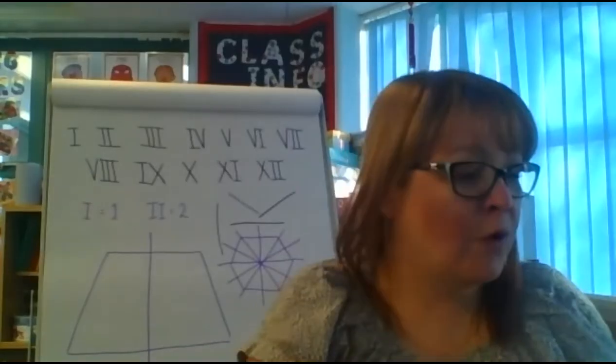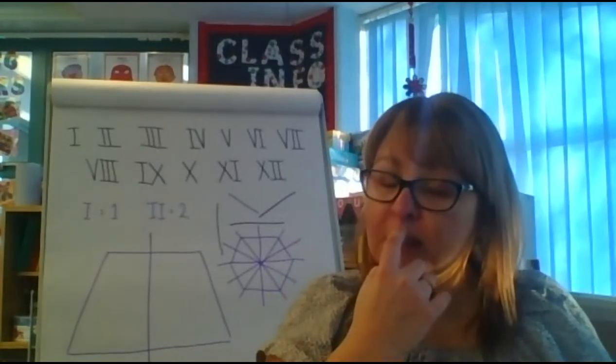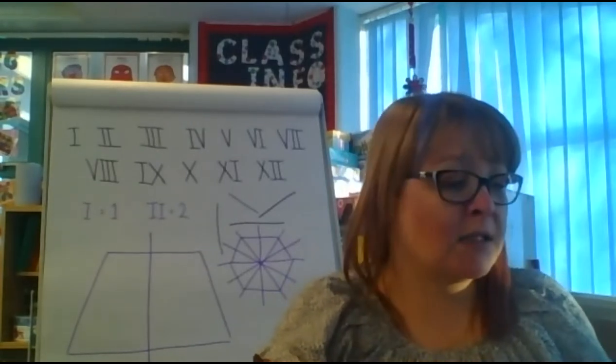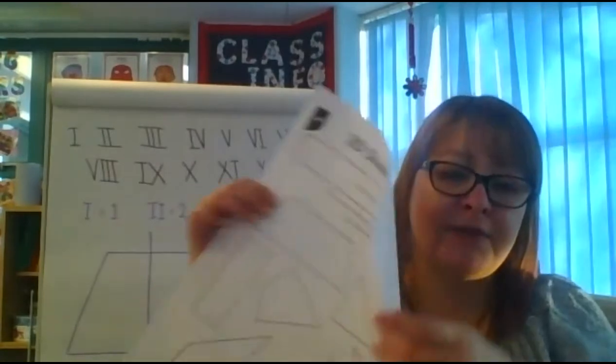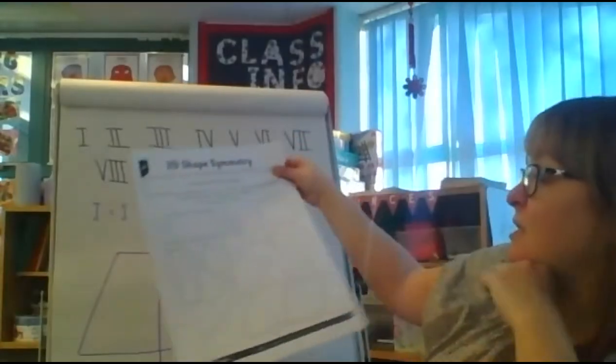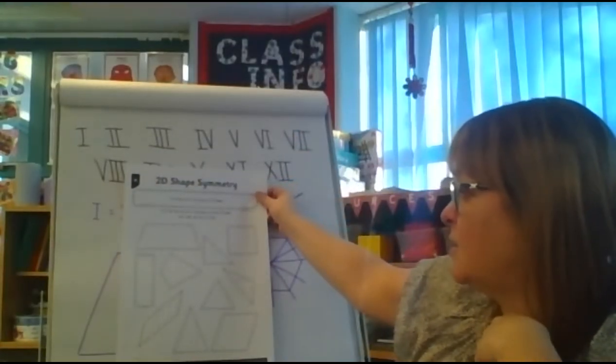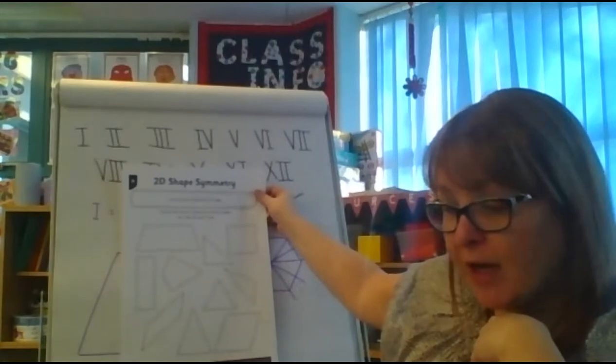Okay. Right, welcome back. So your work for today. Now, if you are in circles for maths, you need to do the activity that looks like this. Okay, it's got one star in the corner, and the activity says to you, find and draw the lines of symmetry on these 2D shapes. Use a ruler and a mirror to help.